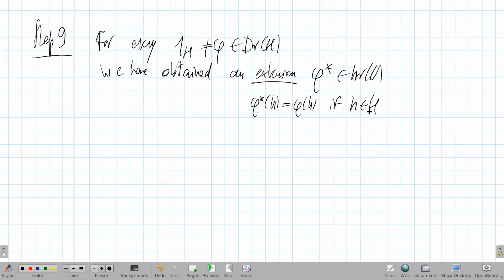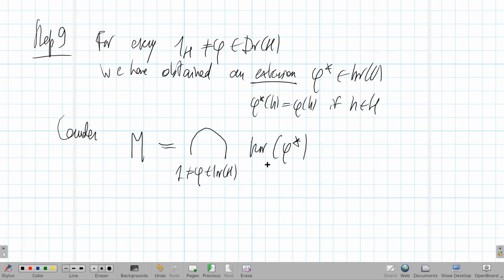And now what we do, consider M, which is the intersection over all phi in the irreducible characters of H of the kernel of phi star. Of course, this is a kernel of a character. We'll remind you in a second what this is. So this is definitely a normal subgroup of G. And my claim is that this is exactly N, okay? So remember, N is the normal subset which I want to prove is a subgroup. We'll recall this in a second.